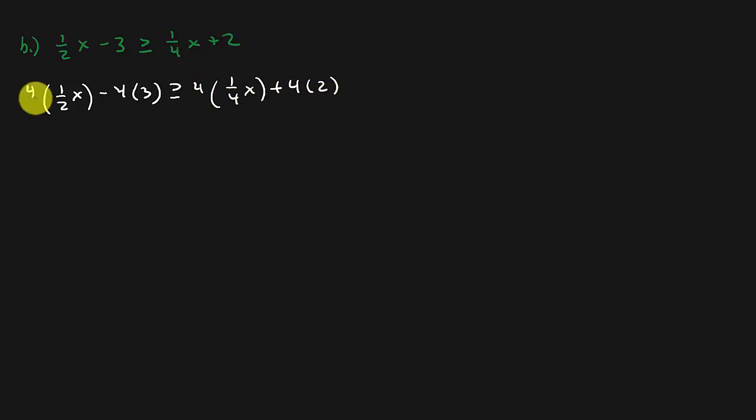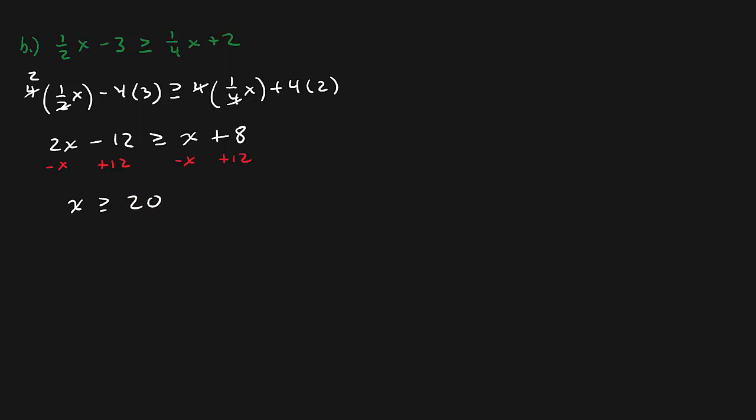All right. So that's going to leave me with a 2. So I've got 2x minus 12 greater than or equal to, the 4 cancels. That's x plus 8. All right. And so now, let's see. Let's add 12 to both sides. Let's subtract x from both sides. And so that's going to be x is greater than or equal to 20. All right.